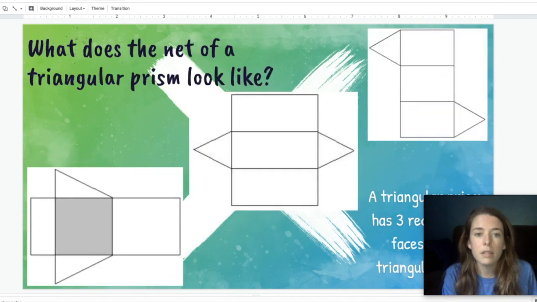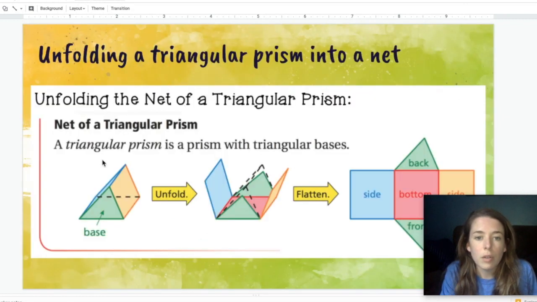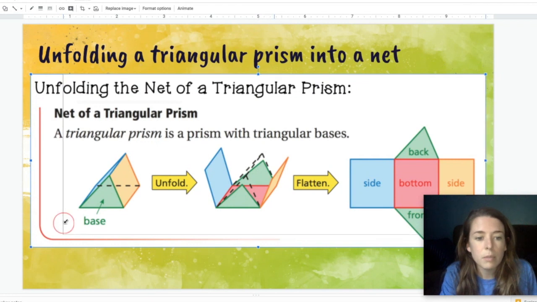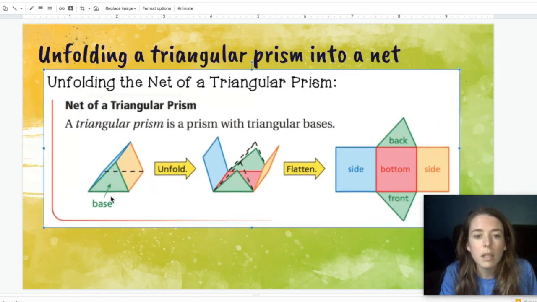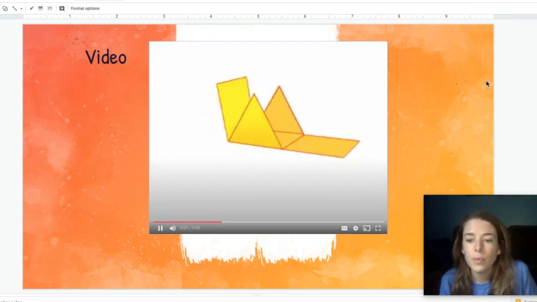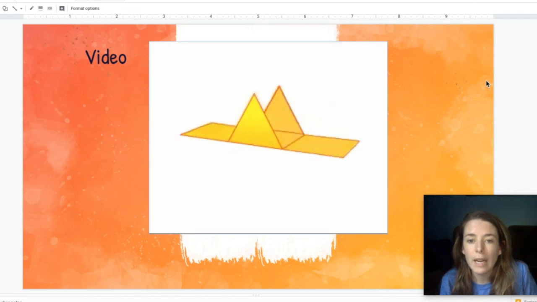What does the net of a triangular prism look like? It's going to have the 3 rectangles in the middle and 2 triangles on either side. So here, this is in your notes. I'm going to drag it up a little bit so that my face isn't blocking it. This shows the triangular prism being unfolded into a net. This video will also show us that.